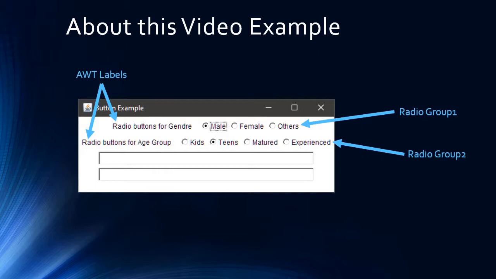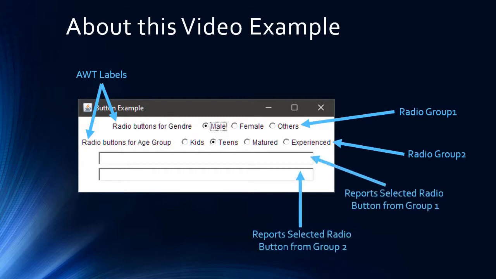In summary, here we have 2 radio button groups. Since we have 2 radio button groups, we can have 2 items in a checked state. That means in the first radio group we can select 1 item, and in the second radio group we can keep 1 item as selected. So totally we can keep 2 items as selected in this example, since we have 2 groups. Next we have 2 text boxes, or in Java they are called text fields. So we have 2 AWT text fields here. The first AWT text field tells which radio button is selected from group 1, and the second text field tells which radio button is selected from the second radio button group.